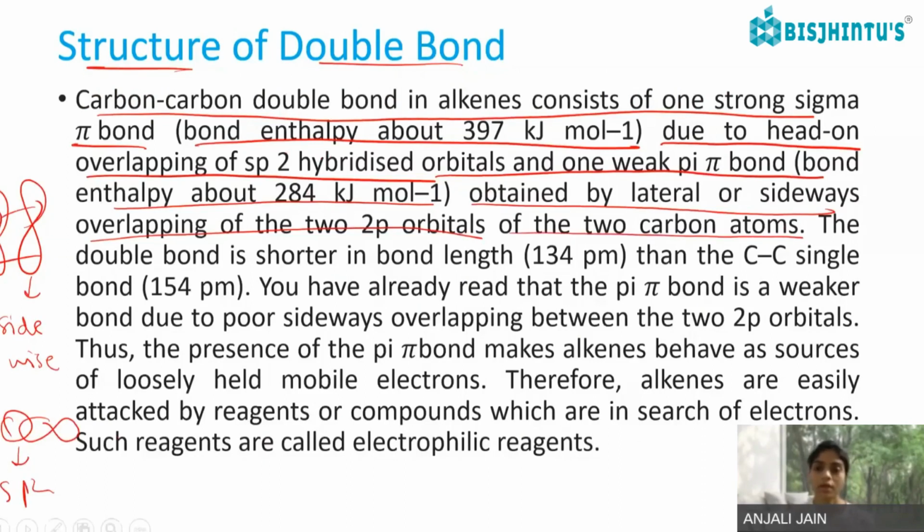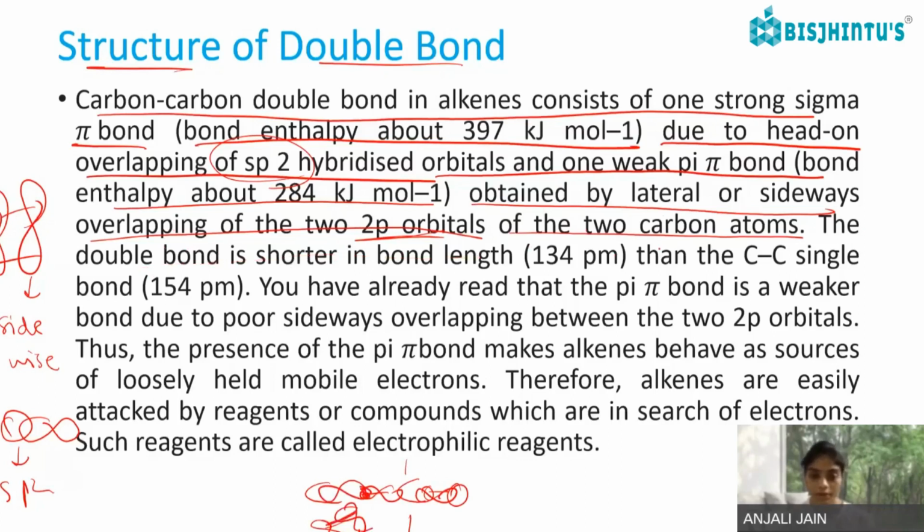So first of all, the carbon-carbon double bond is formed by one strong sigma bond due to the head-on overlapping of sp2 hybrid orbitals, and one weak pi bond due to the sidewise overlapping of two p orbitals of the two carbon atoms. Each carbon atom makes bonds with hydrogen. Head-on overlapping gives the sigma bond, and the pi bond is formed by sidewise overlapping.